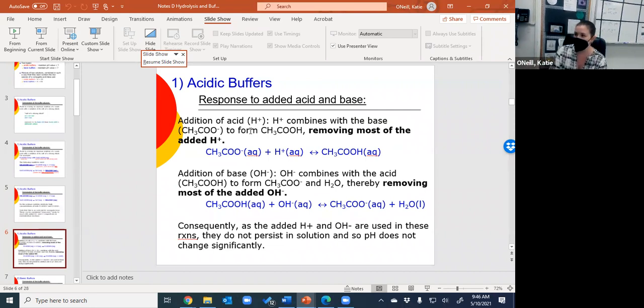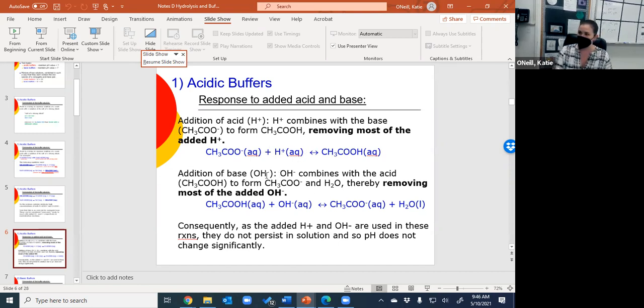If we add hydrogen ions, it's going to combine with the conjugate base, which we've talked about as strong, right? And so it's going to remove most of the hydrogen. It'll form acetic acid then. And with that being a weak acid, your equilibrium is going to be mostly to the left.